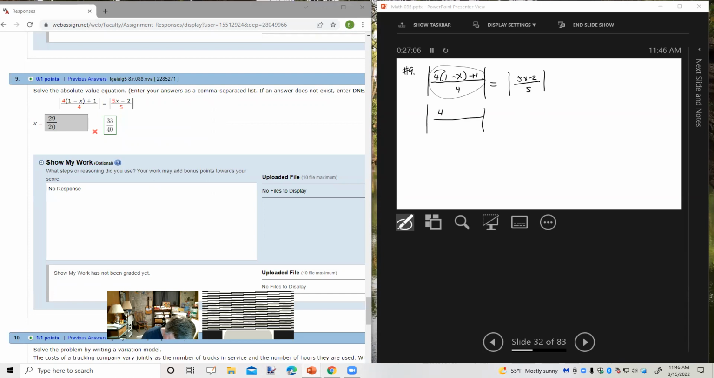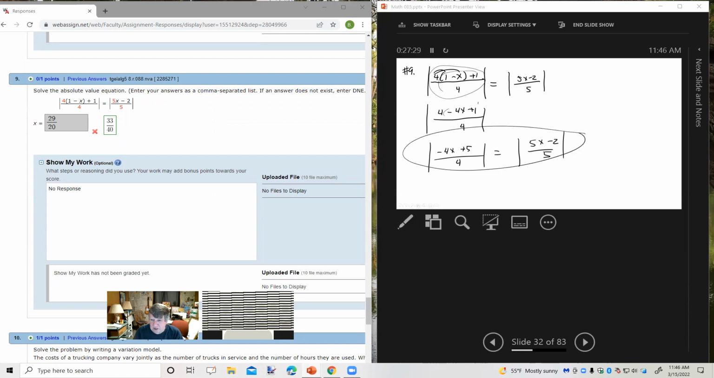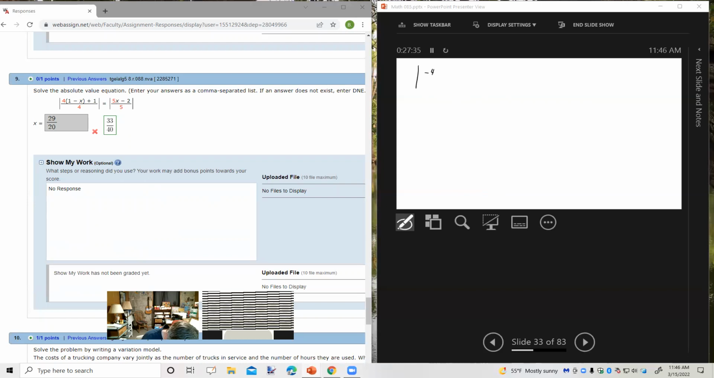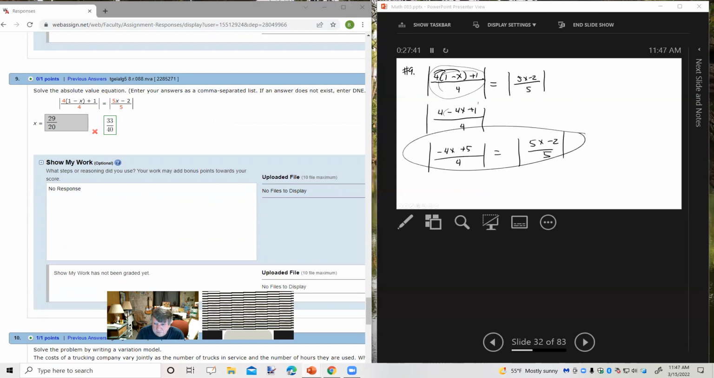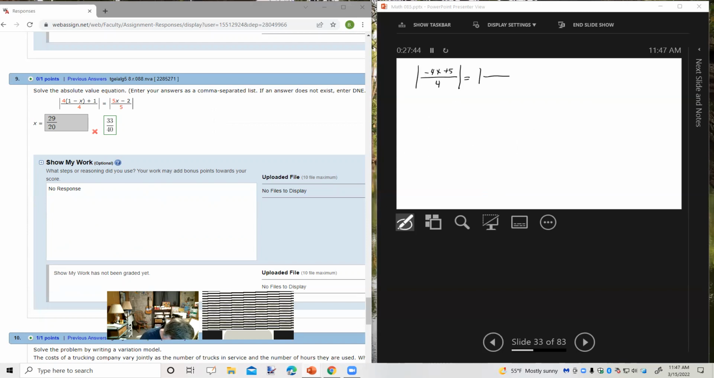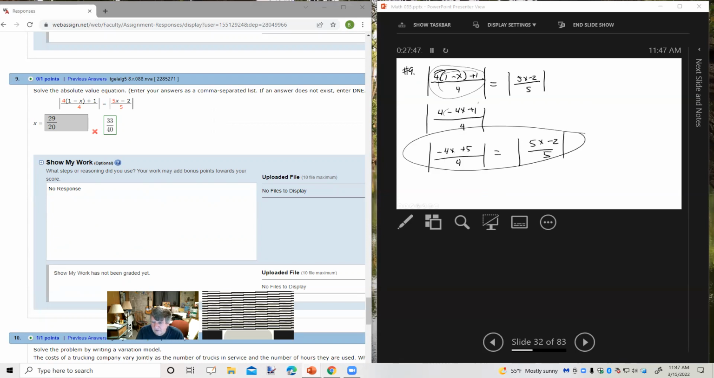We're going to get 4 minus 4x plus 1 over 4, which is negative 4x plus 5 over 4. All I did was distribute and combine like terms. So far, so good. Now I'm going to copy that on the next page: negative 4x plus 5, all over 4, equals 5x minus 2 over 5.